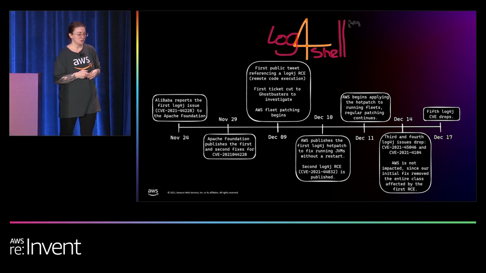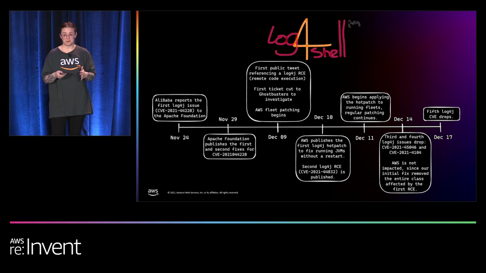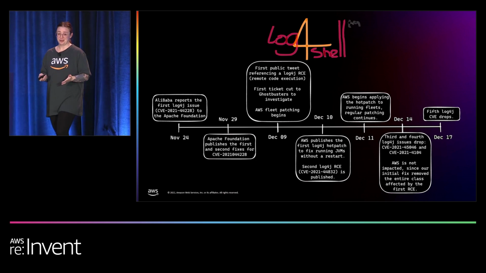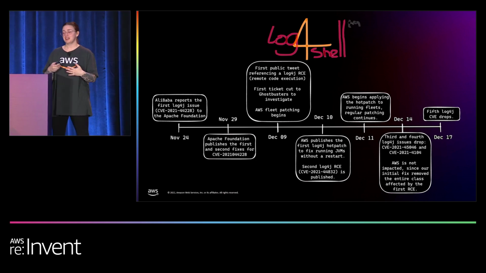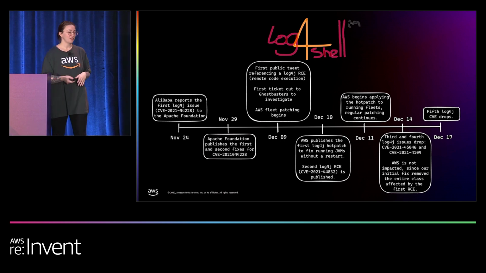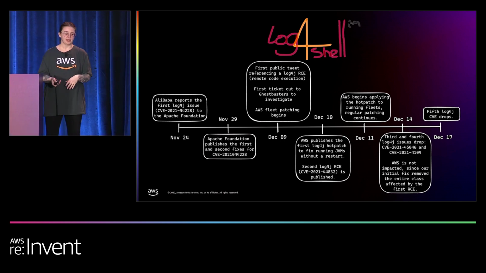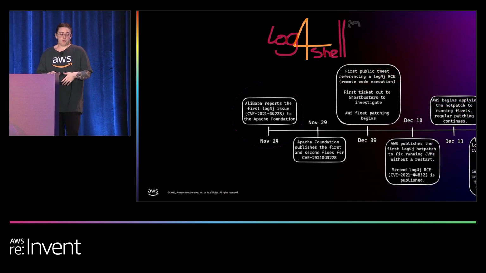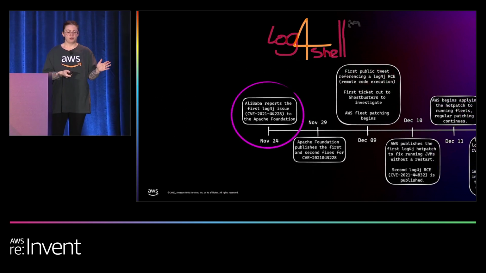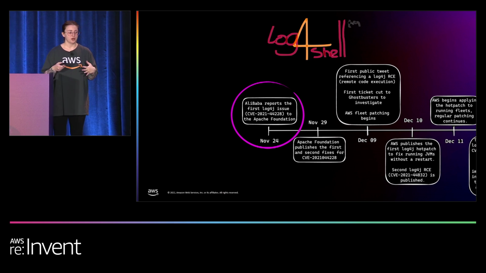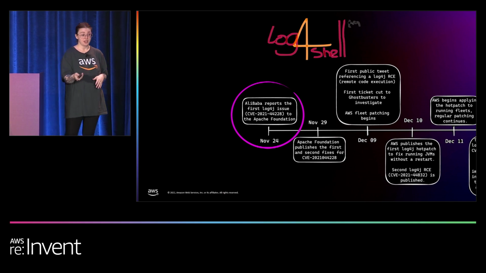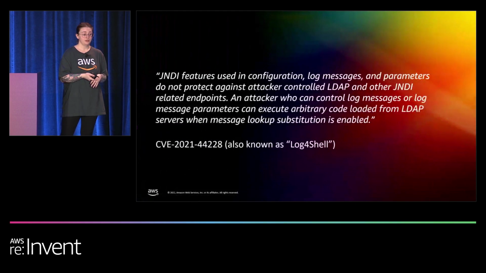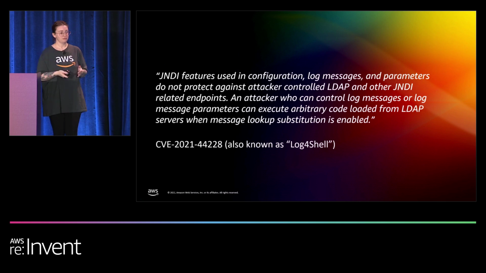Yeah. So I think you'll see on the timeline, as well as what happened in real life, that not a lot of folks were doing anything on November 24th. We were living a very different lifestyle. We'll go through this whole timeline in just a second, but the place we want to start is November 24th, and that's where our story picks up. That's when Alibaba reports the very first Log4j issue, that we now know as Log4Shell, to the Apache Foundation, the maintainers of Log4j. And this is it. This is the first one.